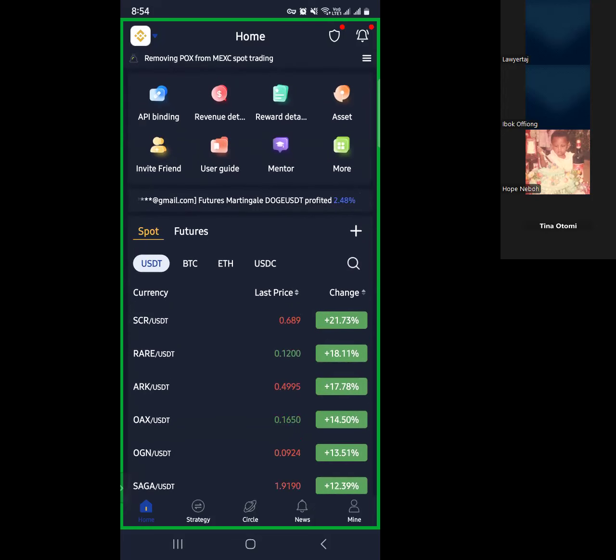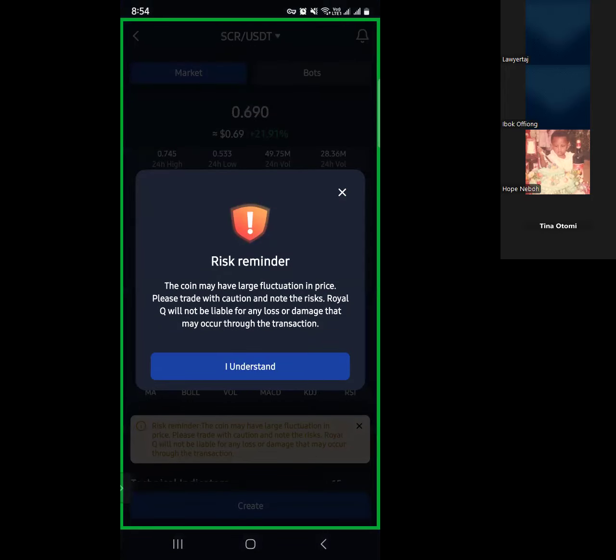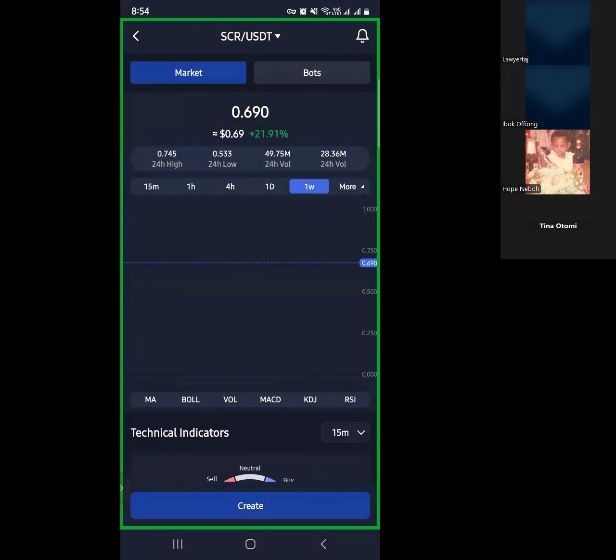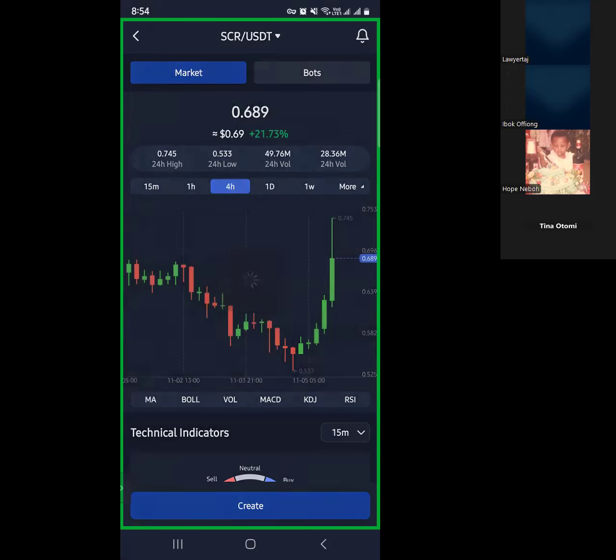So let's see, SCRUSDT is at 22% already. Let's analyze that trade. I'm going to click on it now. So you see, even on a 1 week, that shows that this coin is a new coin. It's not even up to 5 weeks in the market. I'll go to 1 day. This is the formation on a 1 day. I'll go to 4 hours.